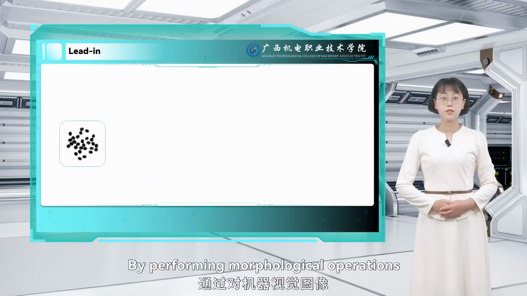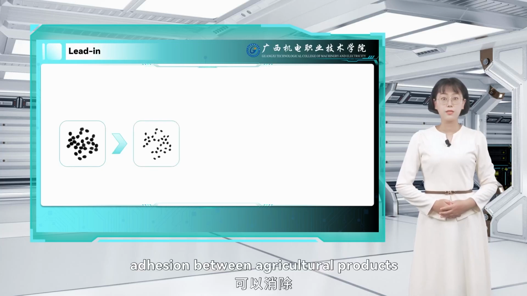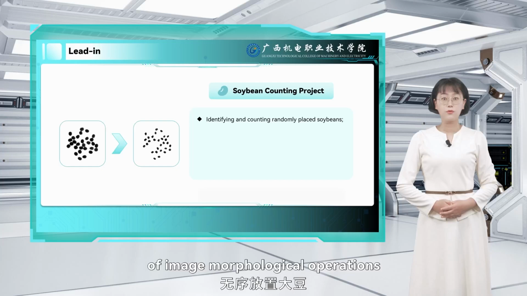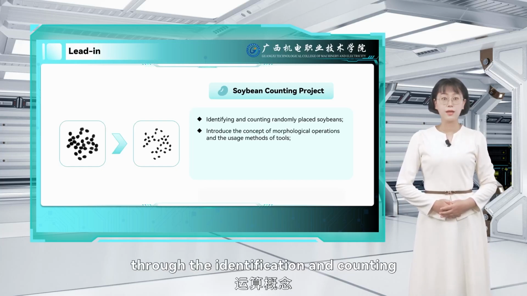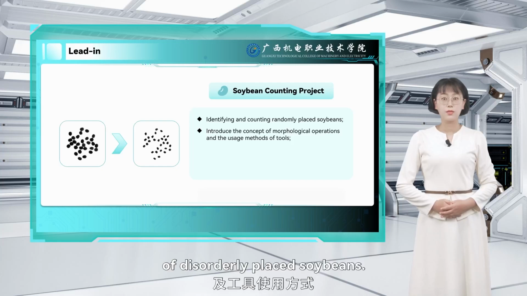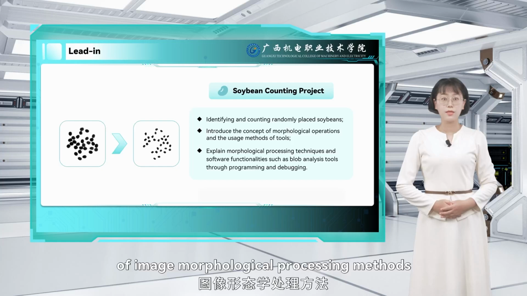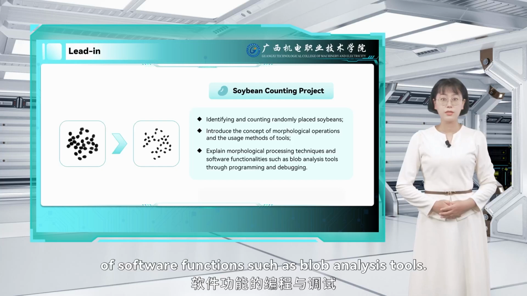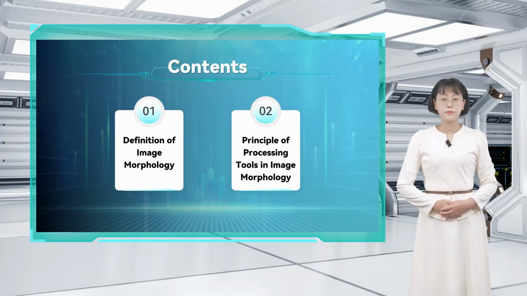By performing morphological operations on machine vision images, adhesion between agricultural products can be eliminated. This section will take the soybean counting project as an example, introducing the concept of image morphological operations and the usage of related tools through the identification and counting of disorderly placed soybeans. It will provide a step-by-step explanation of image morphological processing methods and the programming and debugging of software functions, such as blob analysis tools. This class will mainly cover two topics.